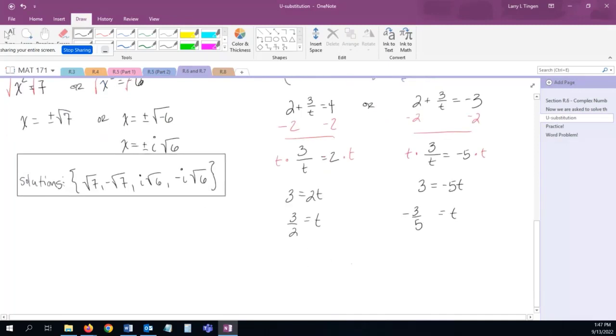I have checked both of these for solutions just to make sure. So the solutions do check, and they are 3/2 and -3/5.